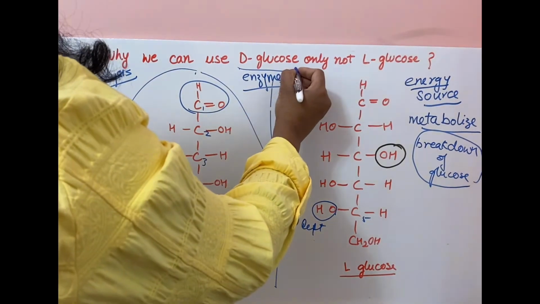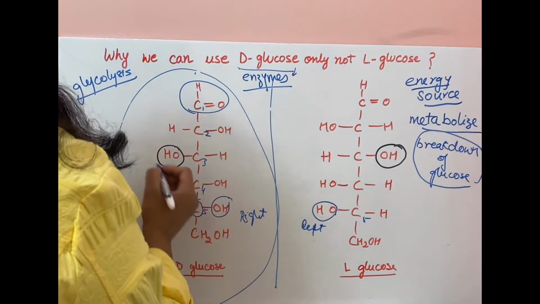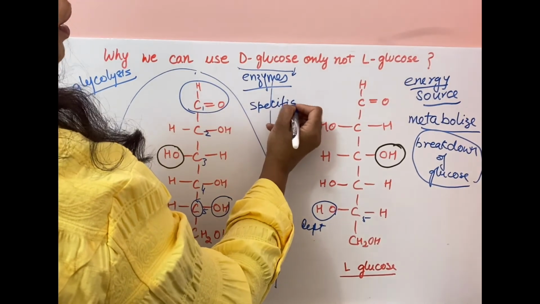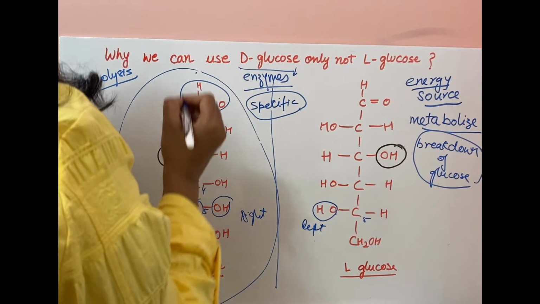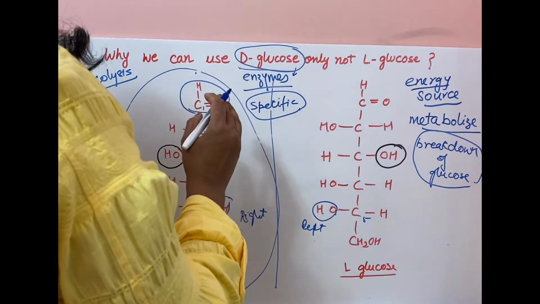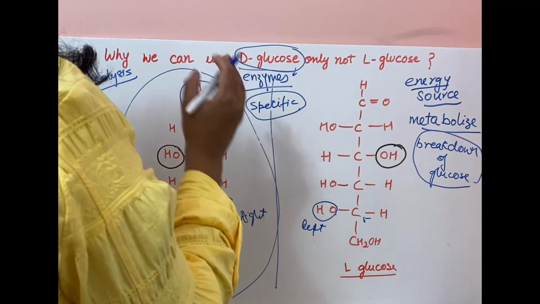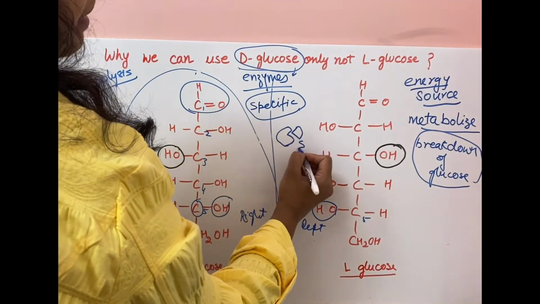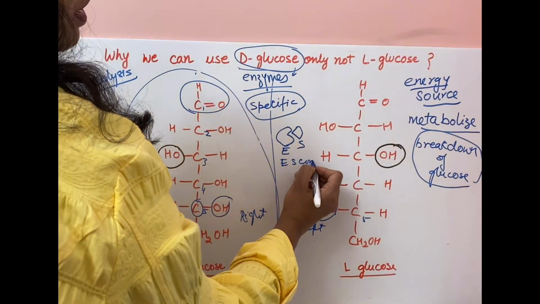So enzymes catalyze these reactions. And you know, enzymes are very specific. What does it mean? Enzymes are like locks and they need a specific key to open them. If the key is a little different, you cannot open the lock. Similarly, the enzyme has an active site and binds with the substrate to form the enzyme-substrate complex.